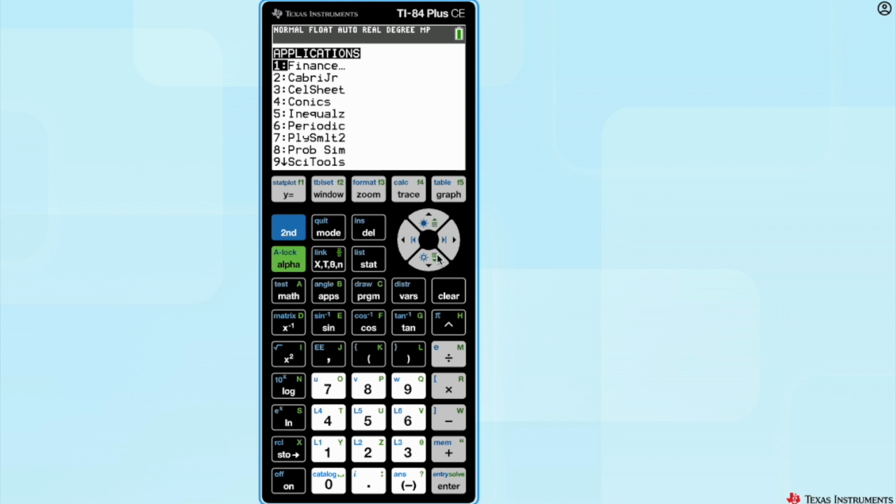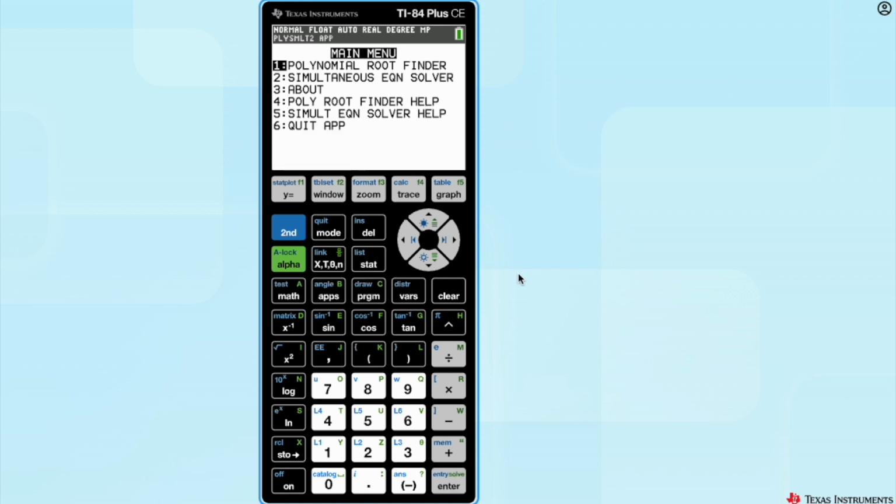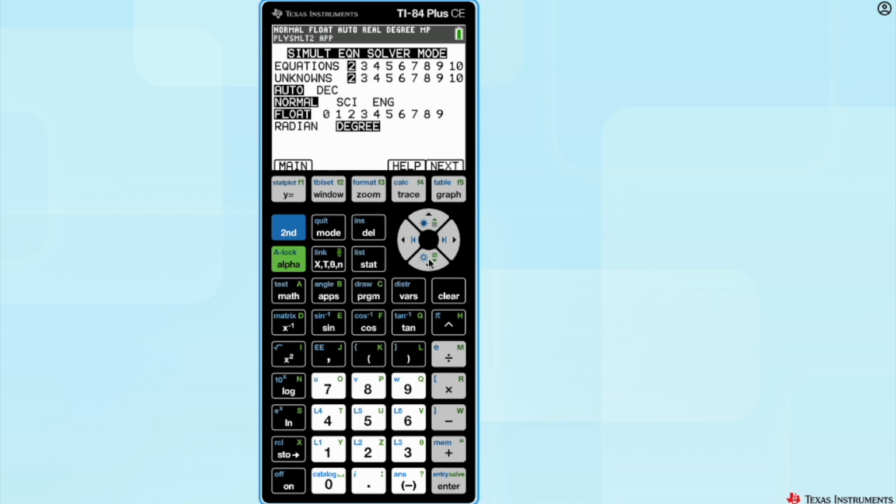But assuming that it does, we're going to go to apps and look for this option right here, which looks like a lot of random letters, but it stands for polynomial and simultaneous equations. We have simultaneous equations, so we're going to go to option number 2. We have 3 equations with 3 unknowns.